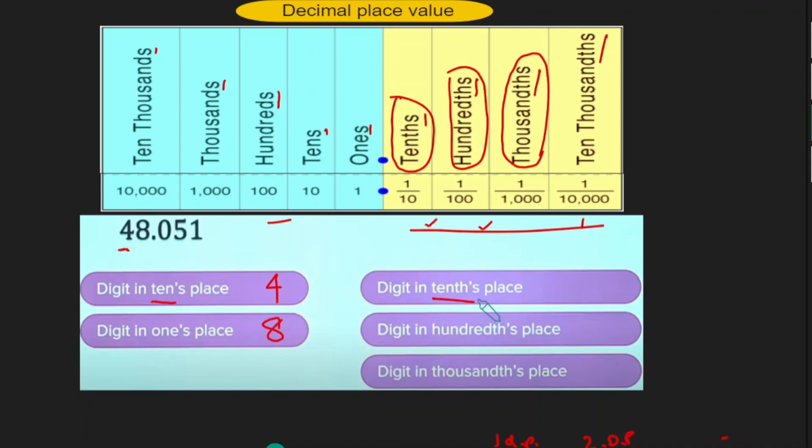Now digit in tenths place. The tenths place starts just after the decimal point. So just after the decimal point, the digit is 0. So the answer will be 0, isn't it? Digit in hundredths place is the second digit after the decimal point, so it will be 5. First after the decimal point is tenths, second after the decimal point is hundredths. Likewise thousandths will be 1. I hope you understand. Okay, let's move on.